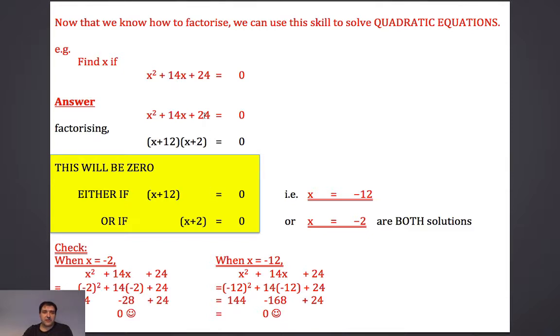So factors of 24, 12 times 2, and they add up to 14. So saying that x squared plus 14x plus 24 is equal to 0 is the same as saying that x plus 12 times x plus 2 is equal to 0. It's just another way of writing the same thing. Now, if you think about multiplying two numbers together to get 0, 5 times 0 is 0. 100 times 0 is 0. 0 times 100 is 0.